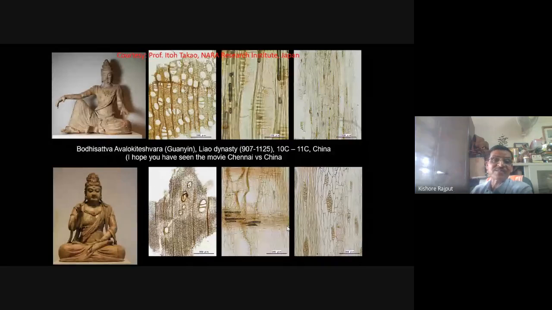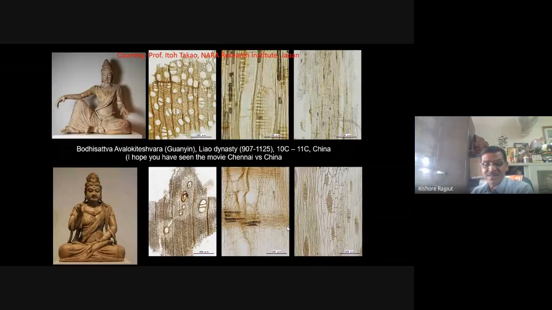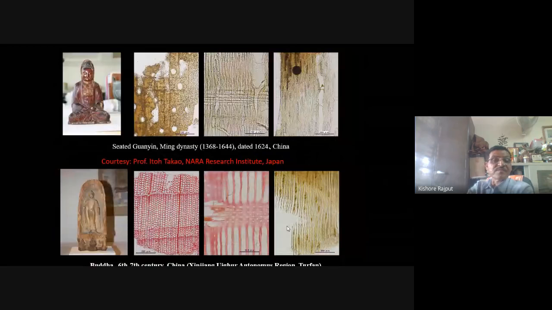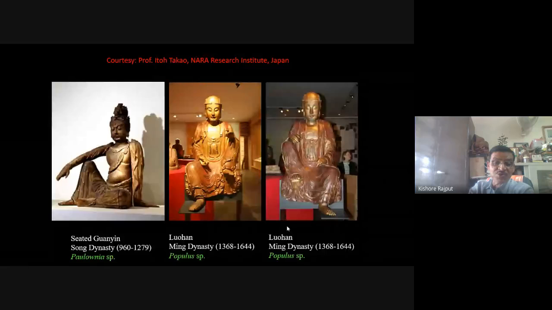And those samples are what these people were using from 907 to 1125 to make these statues. Here you can see that the samples were obtained and sectioned, ordinary sectioning only, no staining, nothing else, and the wood was identified using these techniques. Then this is another case of a Buddha statue, 6th and 7th century. These are statues from various dynasties, made for kings or maybe major rulers.